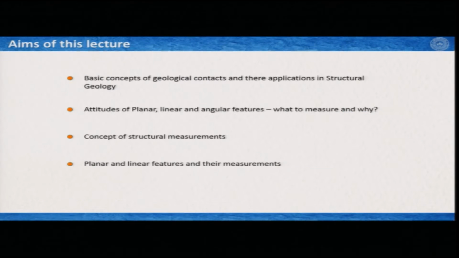So, the topics that we will cover in this lecture are listed here. We will first very briefly get very basic ideas on geological contacts and their applications in structural geology. And from that we will switch to attitudes of planar, linear and some angular features that we see in deformed rocks, and then we will ask the questions what to measure and most importantly why. Then we will go to the theory of structural measurements, what the principles behind all sorts of structural measurements are, and then we will learn how to measure all these linear and planar features together with how to plot them in the map.